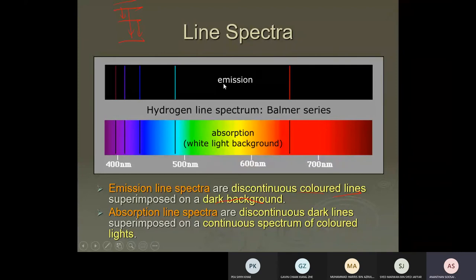You have two types of line spectrum: emission spectrum and absorption spectrum. In the exam, they will ask how the emission spectrum and absorption spectrum look like, so you have to explain. Emission spectrum: discontinuous colored lines with a dark background. Absorption spectrum: discontinuous dark lines with a colored, continuous spectrum background. Because originally we shine light, in the absorption some light is missing. The light which appeared in emission is the one that disappeared in the absorption.